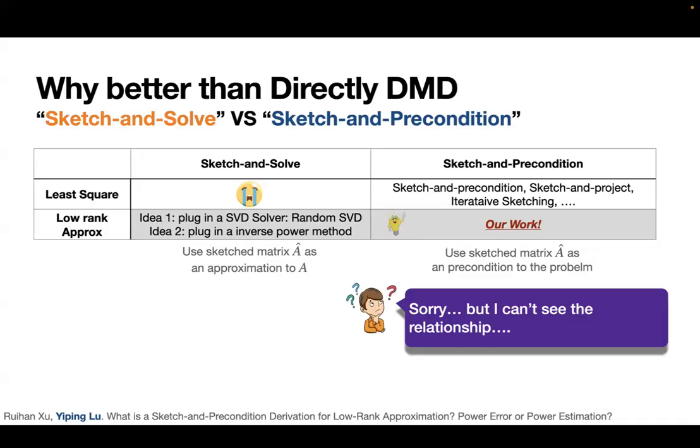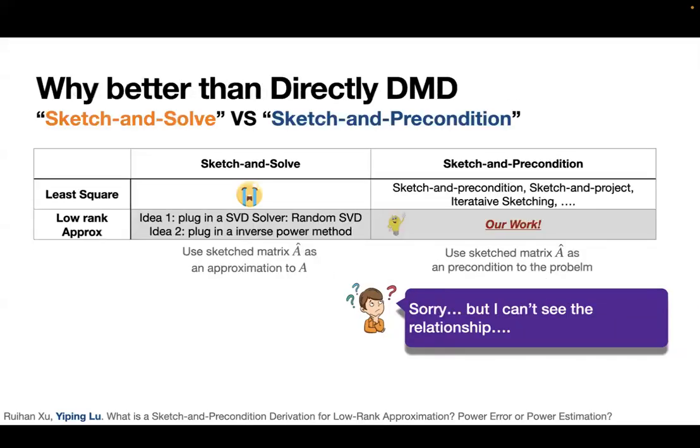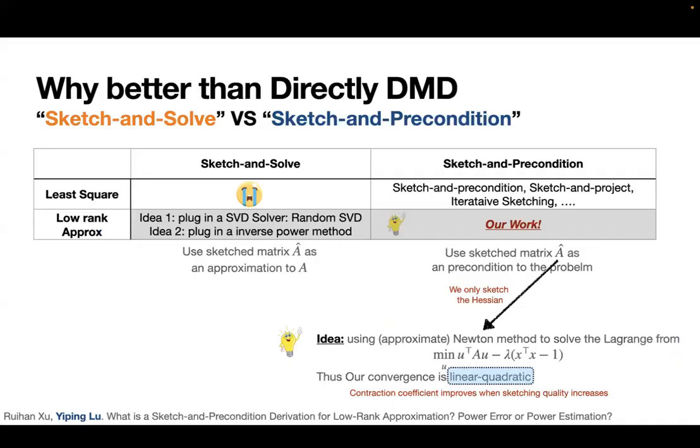But maybe you also have the question: I'm convinced that no matter how you select A hat, you will always converge to the true solution, but I don't know why a better A hat gives you a better convergence rate. So this is another interesting observation from my side: it is actually using Newton's method to solve the Lagrange form. If you write down the eigenvalue problem, go through the Lagrange form and write down Newton's method, it is exactly the same as our algorithm. This is another interpretation we found later, after we wrote down the algorithm.